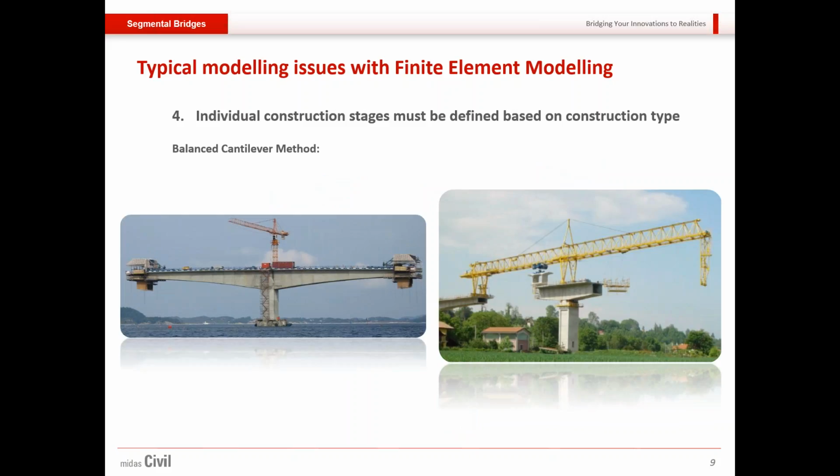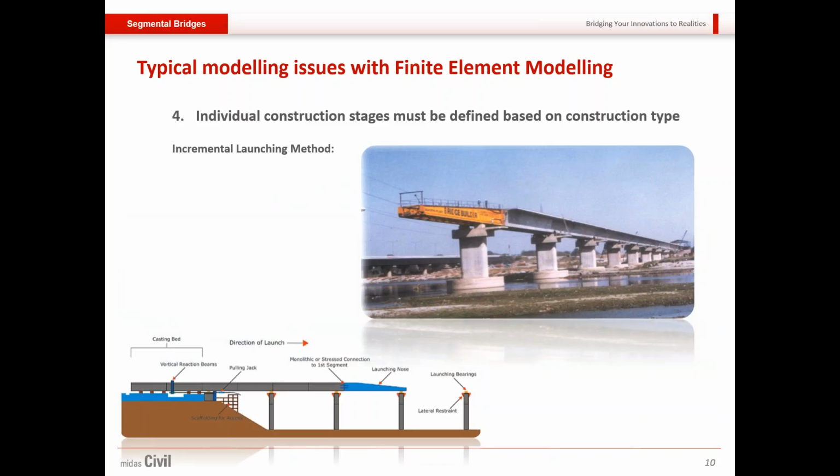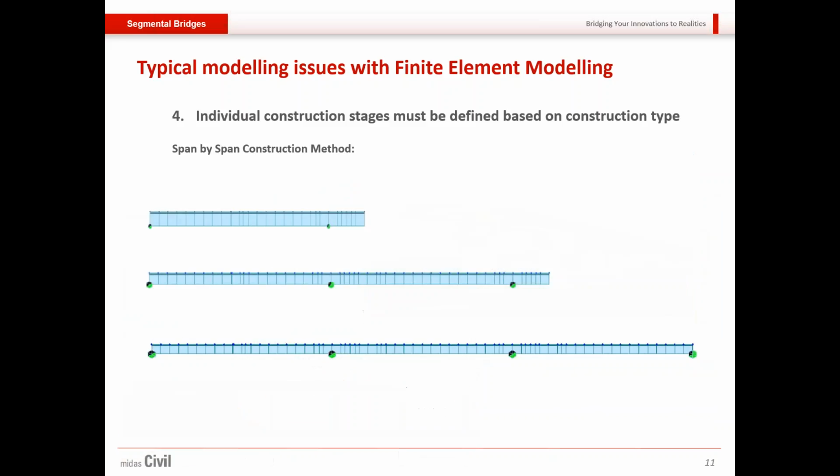Then the individual construction stages have to be defined based on the method adopted for construction. Say for a balanced cantilever bridge, again, it would be either precast or cast in situ, wherein the stages would be different. Similarly, for the incremental launching method, the casting would be happening in a bed and the loads applied would be different as compared to the balanced cantilever bridge. And similarly, span by span construction is completely different as compared to the other two, though all are segmental bridges only.